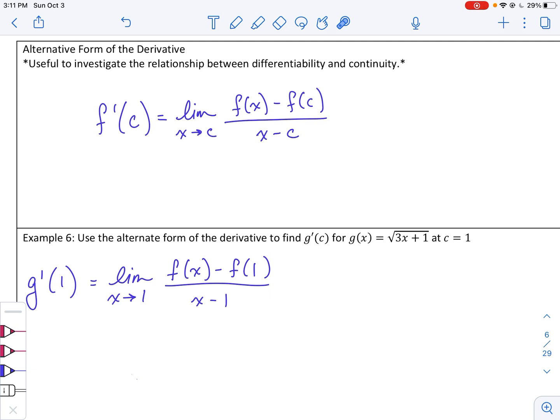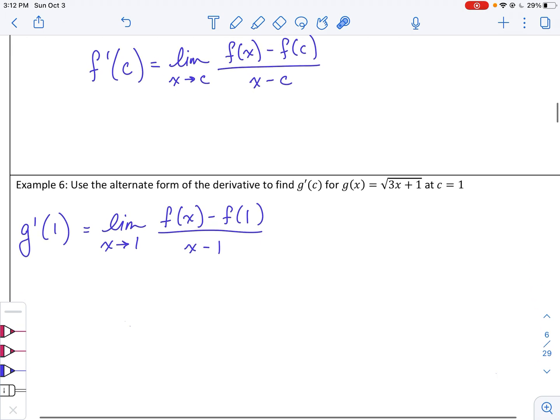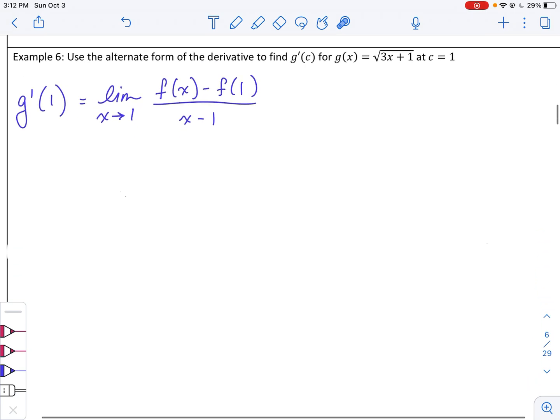Okay, so now for example 6, I want you to use the alternative definition of the derivative in order to find g prime of 1 for this given function. So go ahead, again, set this up, sub in, and then come back and check your work. So you're going to pause again.